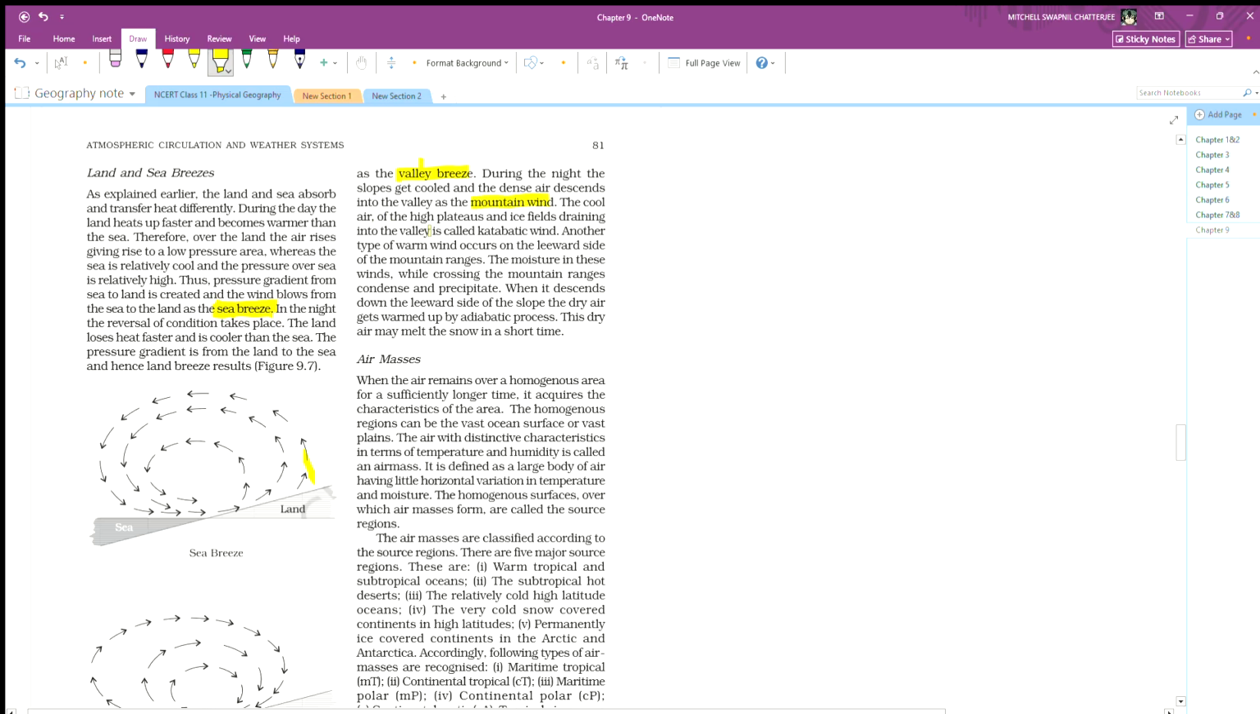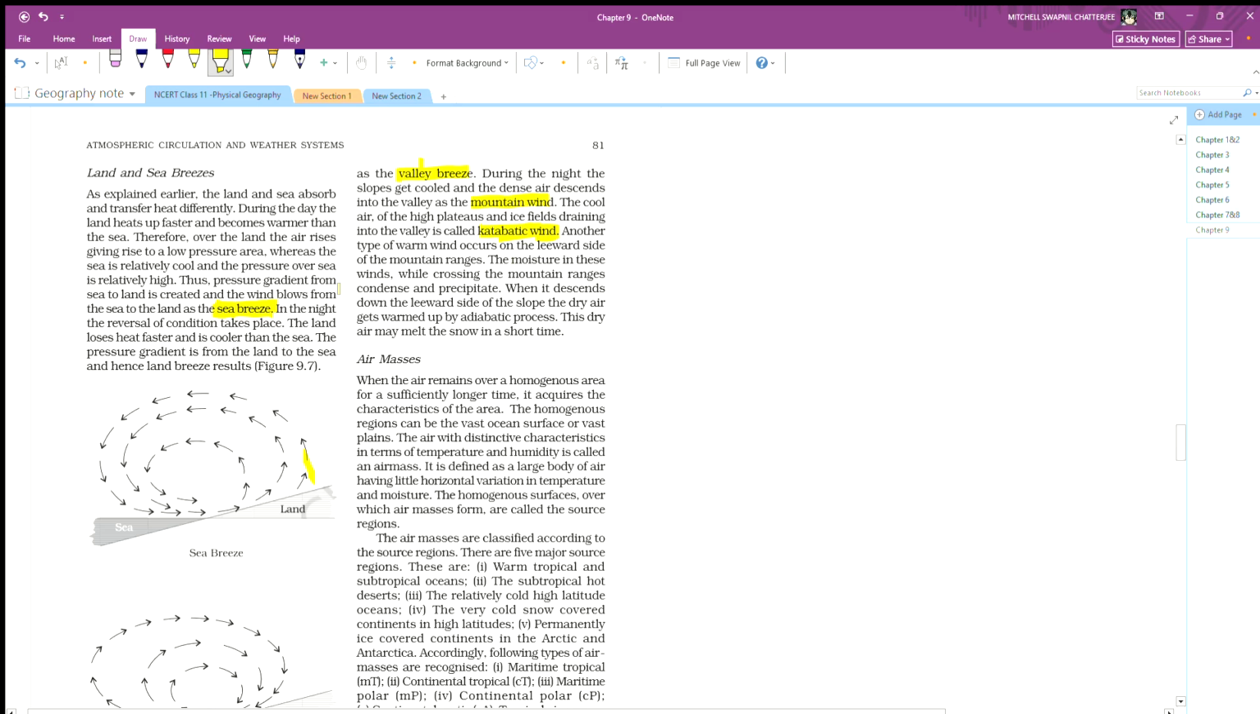The cool air of the high plateau and ice field draining into the valley is called Katabatic wind.